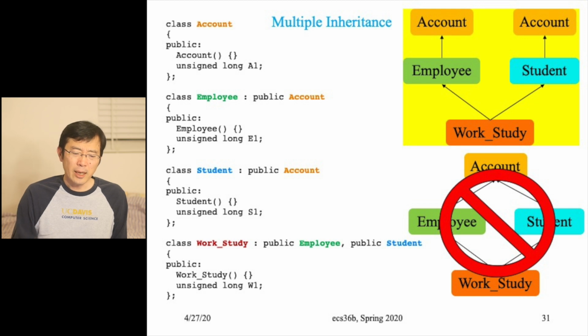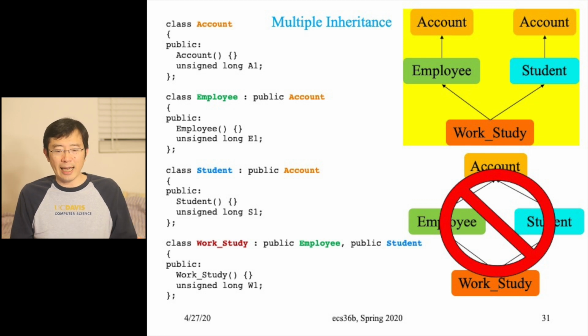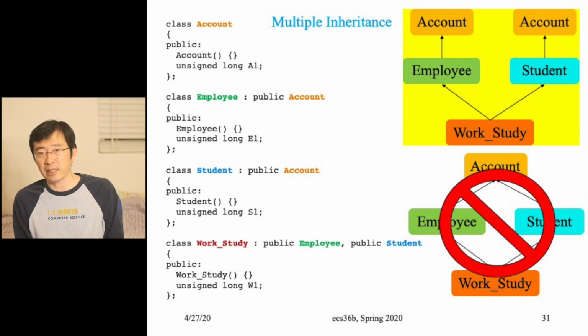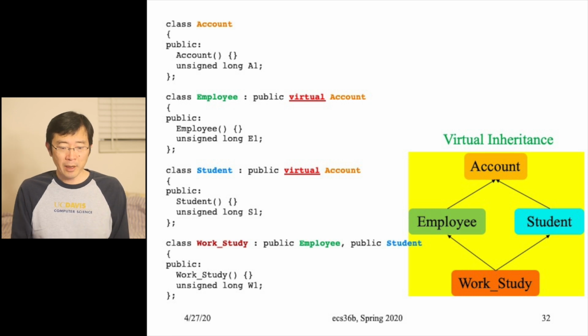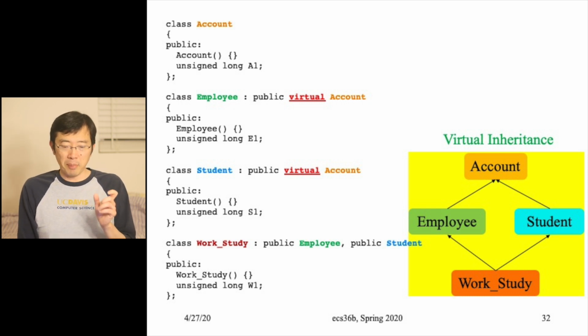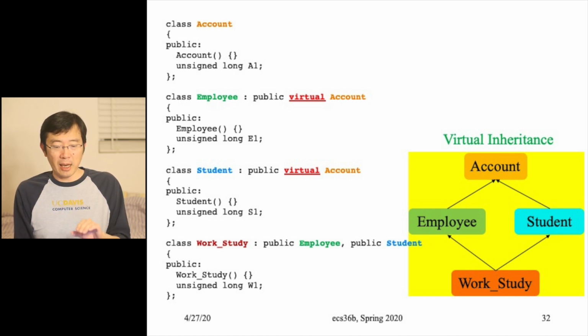So what if you want to do the one on the bottom? The way for these two classes, employee and student, to share the same copy of the account is what we call virtual inheritance. And how do we specify virtual inheritance? By introducing the keyword virtual. You can see that in the code I now add one extra keyword: class employee, public virtual account. So not only do I say it's a public account, but I say it's a public virtual account. Whenever I say that, this becomes a virtual base, and this becomes virtual inheritance.